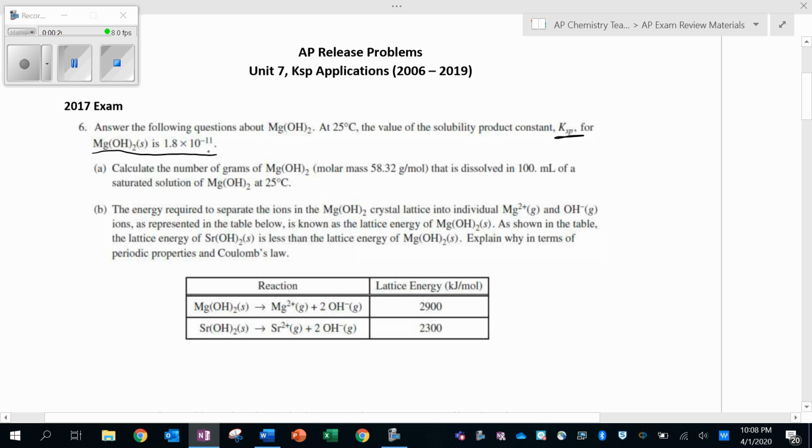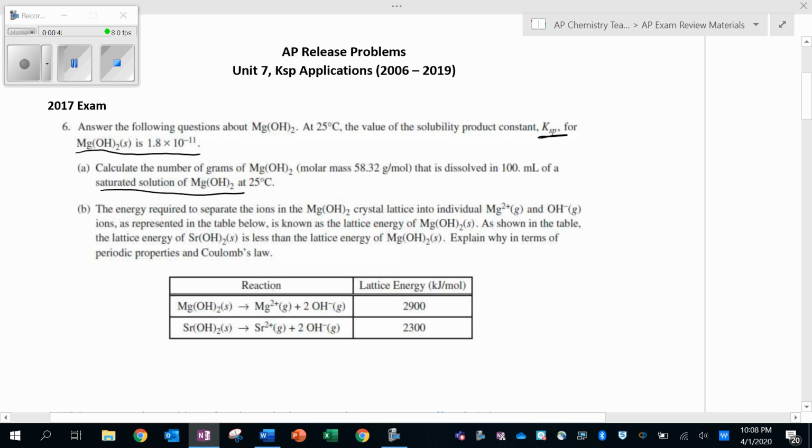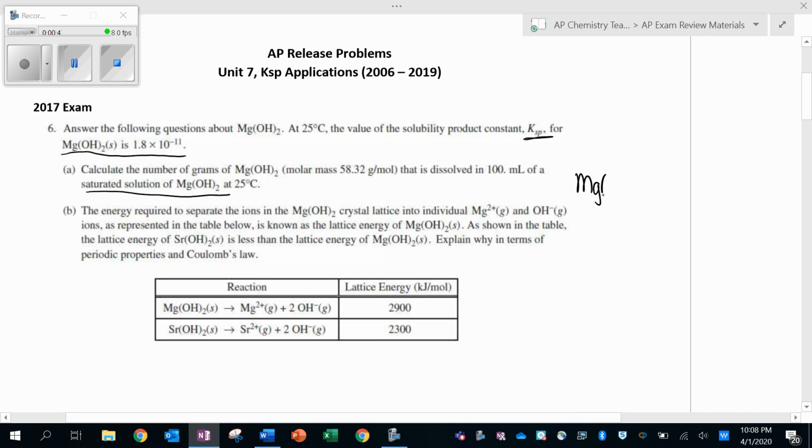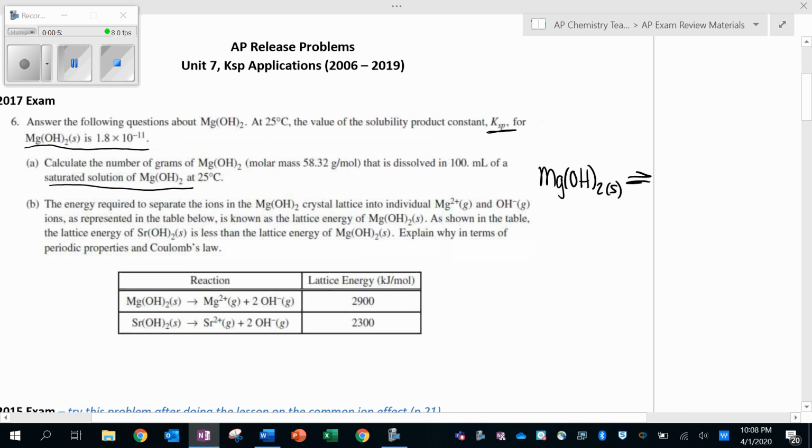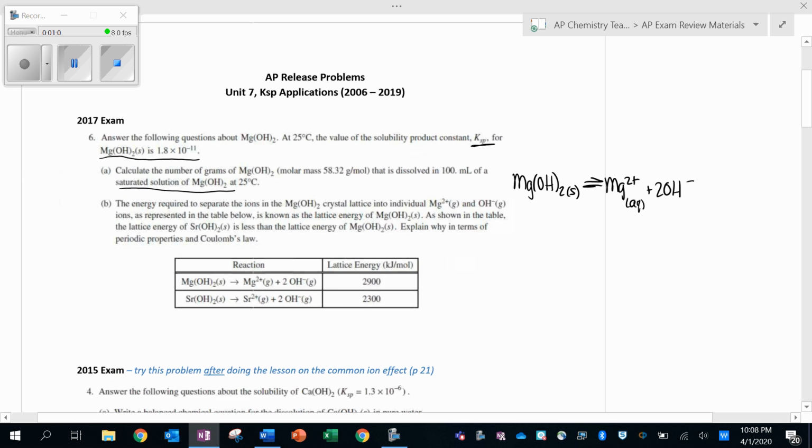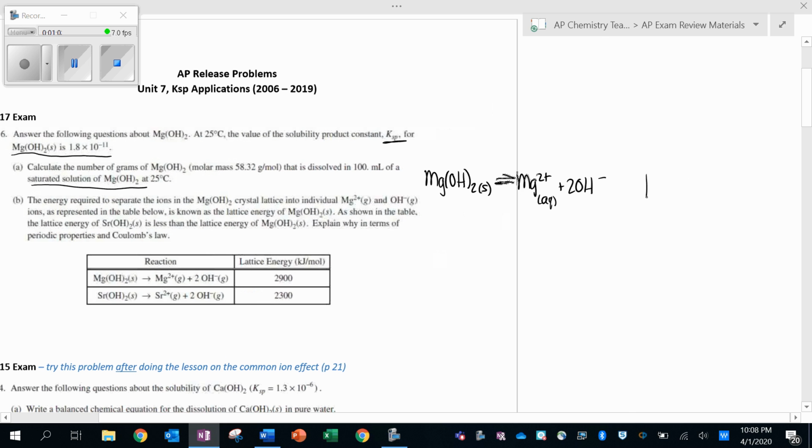If you look at what question A is asking us for, it's asking for the number of grams of magnesium hydroxide that is dissolved in 100 mL of a saturated solution of magnesium hydroxide. Whenever a question is talking about a saturated solution and I'm given a KSP value, I want to think about this chemical equation right here: the dissolving of solid magnesium hydroxide in water. When it does that, it breaks apart into these two ions, and we are given the KSP for this reaction.